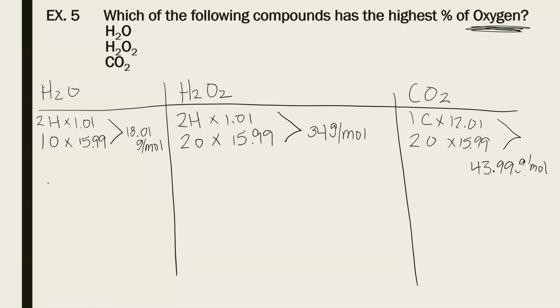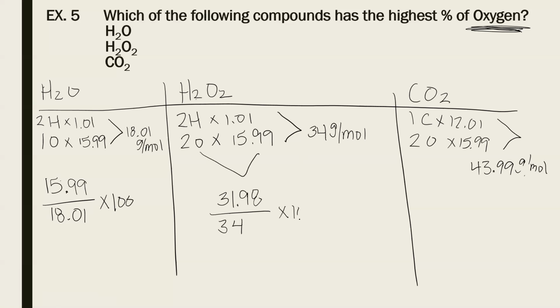So I have 1 oxygen at 15.99 divided by the molar mass times 100. In this case, I had 2 oxygens. So 2 times 15.99 gives me 31.98. So make sure you do that math. Divided by this molar mass of 34. And then once again, I had 2 oxygens, so that's going to be 31.98 divided by CO2's molar mass. Okay, so do that math.